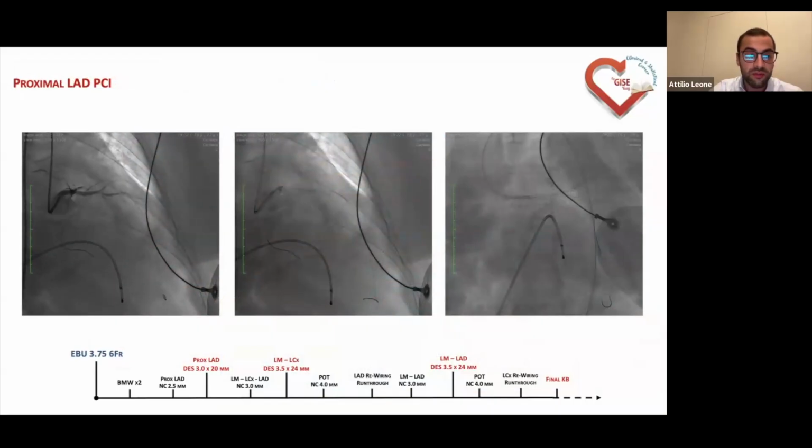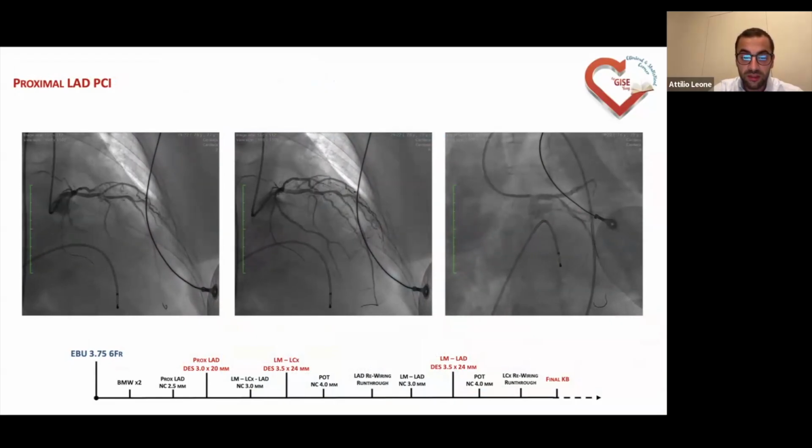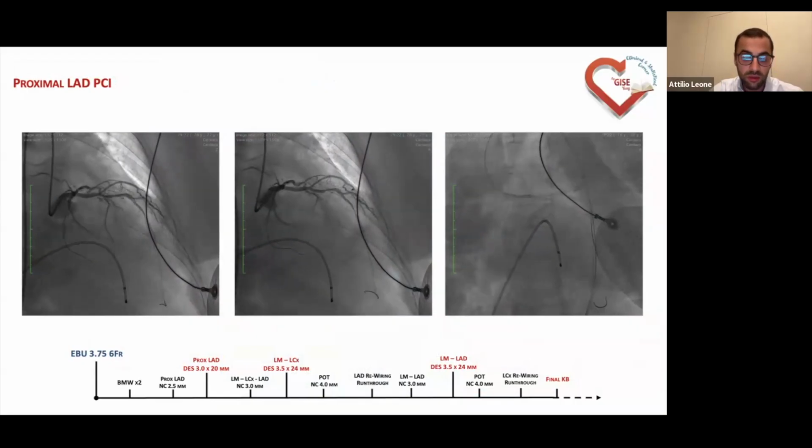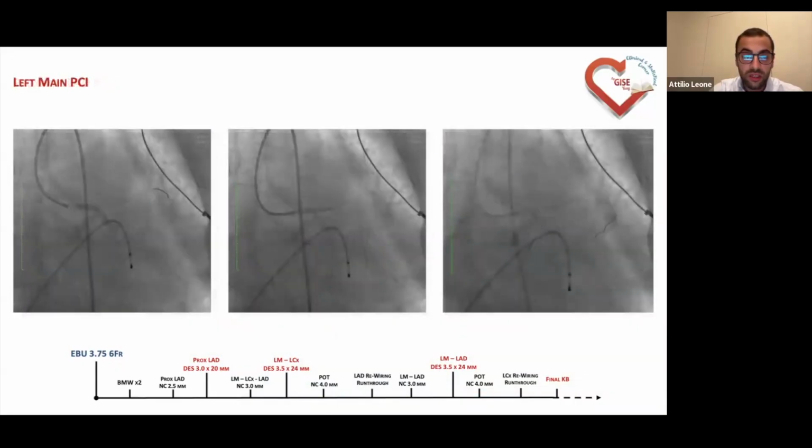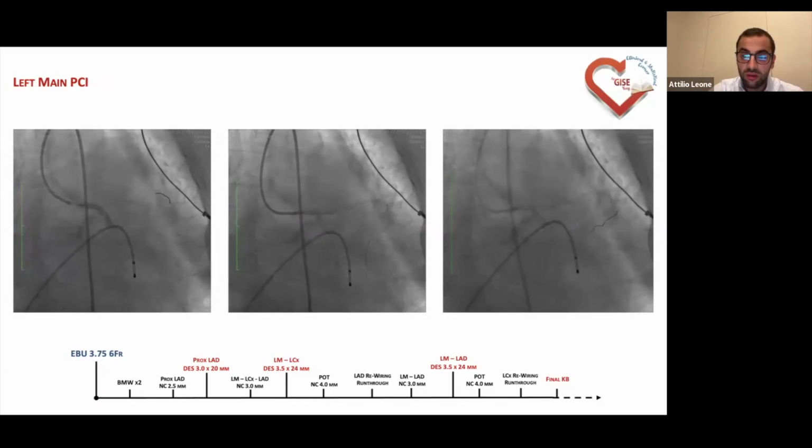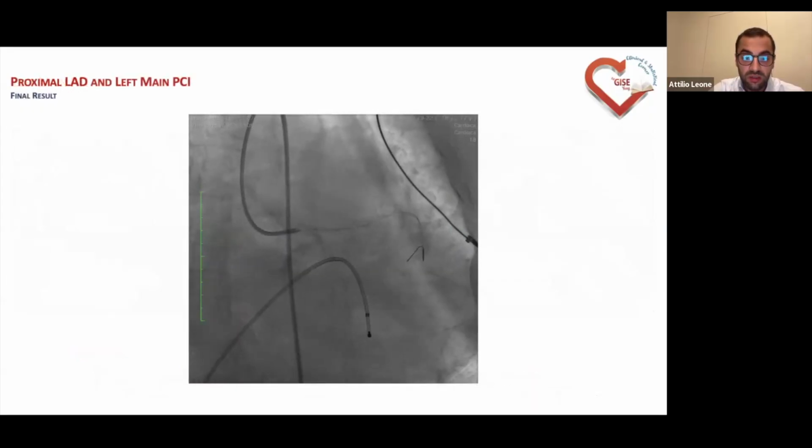So, from the left femoral, we first performed PCI of the proximal mid-LAD with predilation and stent implantation, 3.3 by 20 millimeters. And then we did a culotte of the left main bifurcation by implanting a first stent from the left main to the circumflex, 3.5 by 24 millimeters, and the second, 3.5 by 24 millimeters, from the left main to the LAD. Then we optimized the result with a final kissing balloon. And this was the final satisfactory result.